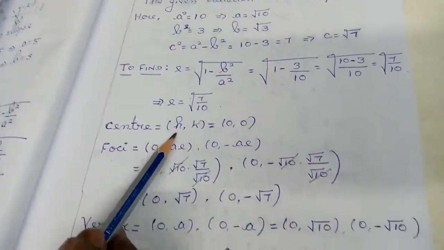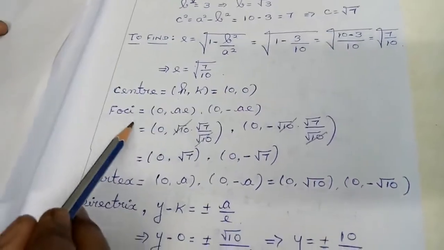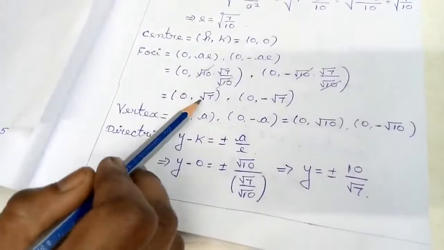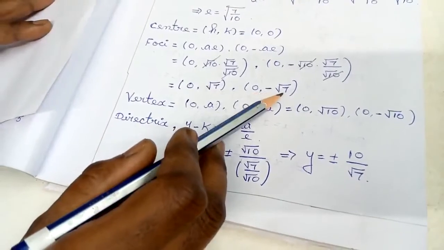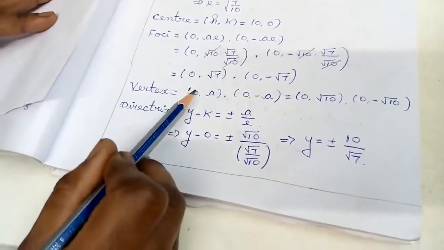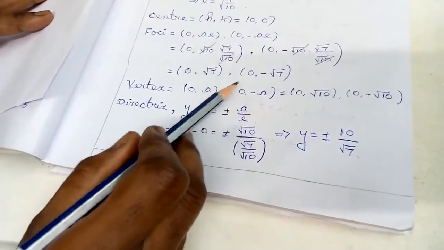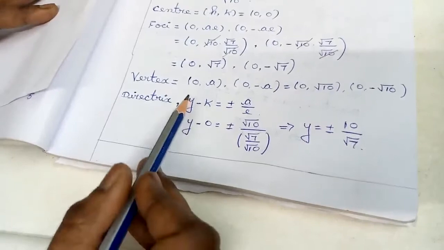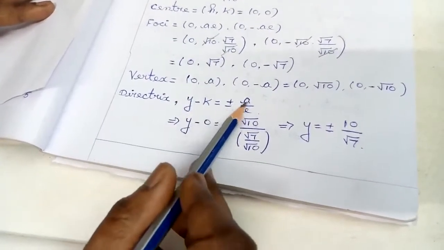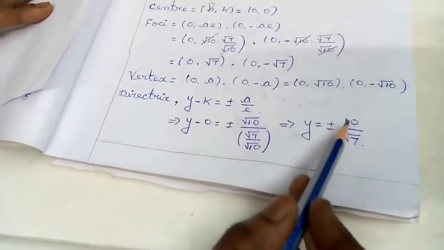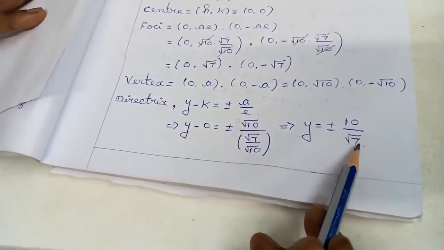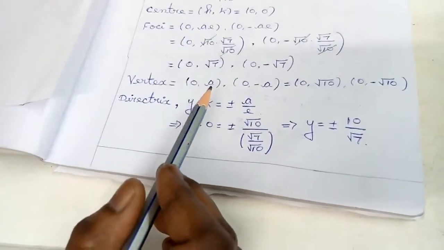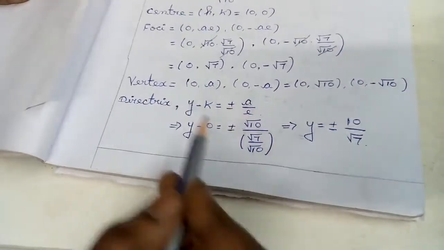Center h comma k is going to be 0 comma 0. Foci, apply the formula, you will calculate, you will get the answer as 0 comma root 7, 0 comma minus root 7. Vertex 0 comma a, 0 comma minus a, instead of a you are going to replace the value root 10. Directrix, y minus k is equal to plus or minus a by e. Calculate students, you will get the answer as 10 by root 7. So for all these cases, if you notice, we are applying the values for a, e and c.